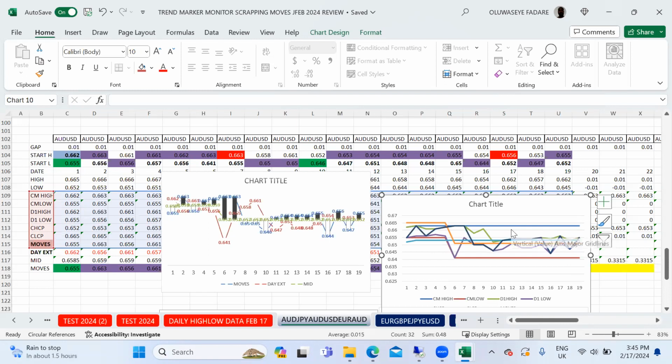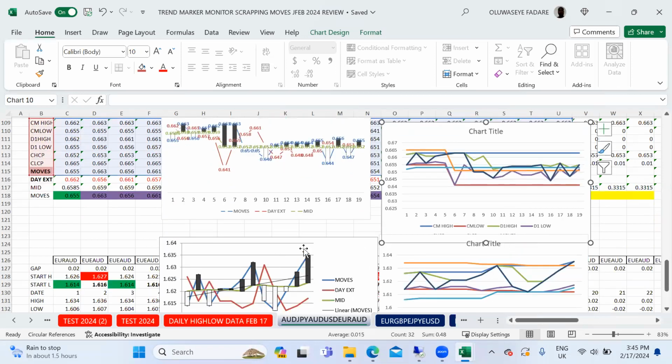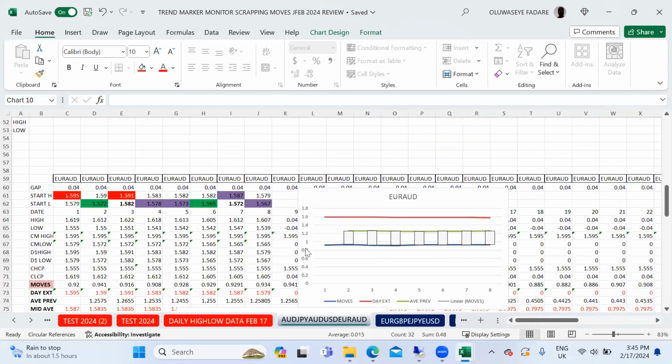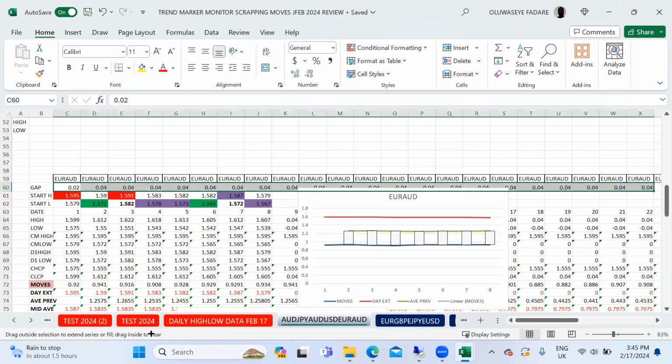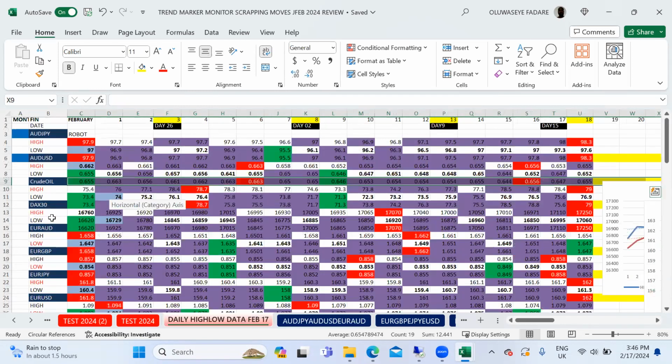So that's that on AUD USD. Let's just make an example of the last one, which is Euro AUD. Just like we did earlier, let's change the gap to 0.2. Let's go to our updates to Euro AUD.